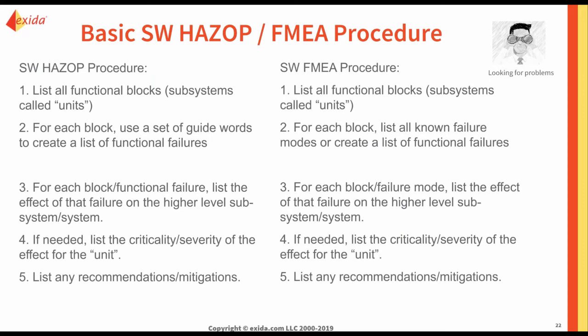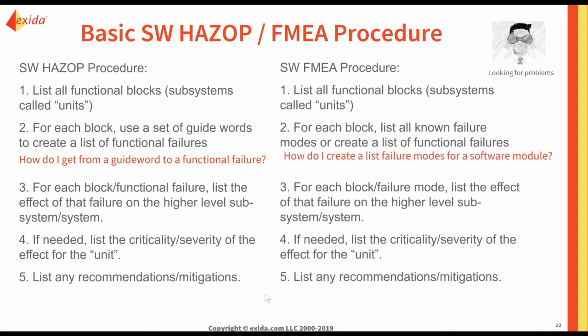So I started to think, there's not that much difference, but there's still some problems. In the HAZOP, a lot of people complain about getting from a guide word to a functional failure. And yes, it takes experienced experts to really do a good job at that. In the FMEA, people complained about, well, how do I get a list of failure modes for a software module? They're kind of similar complaints.